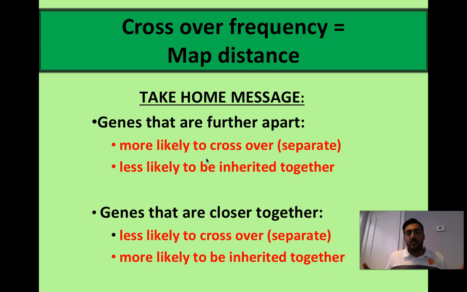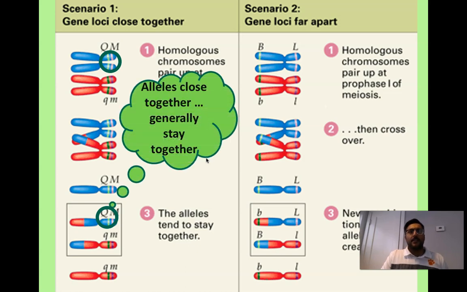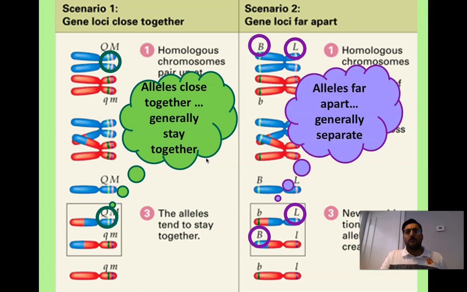The further apart the genes are on a chromosome, the more likely they are to break up. The closer together two genes are on a chromosome, the less likely they are to break up. Or in other words, the more likely they are to stick together. If you want, you can pause this here and take a look at it. But we're simply saying that alleles closer together generally stay together. Alleles that are further apart on a chromosome usually separate.